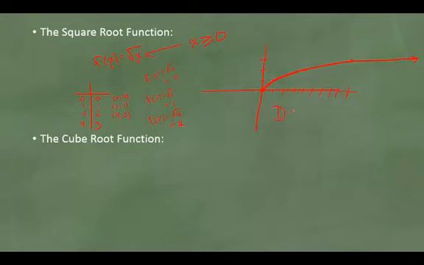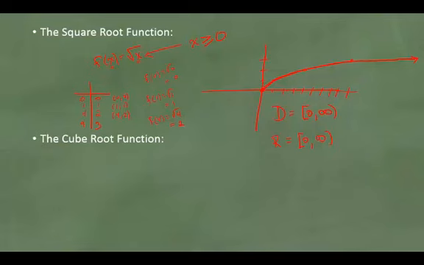What's the domain here? All x values are allowed starting with 0 and on. What about the range? What y values are allowed here, or what y values come out? Yeah, 0 to infinity. Right here.